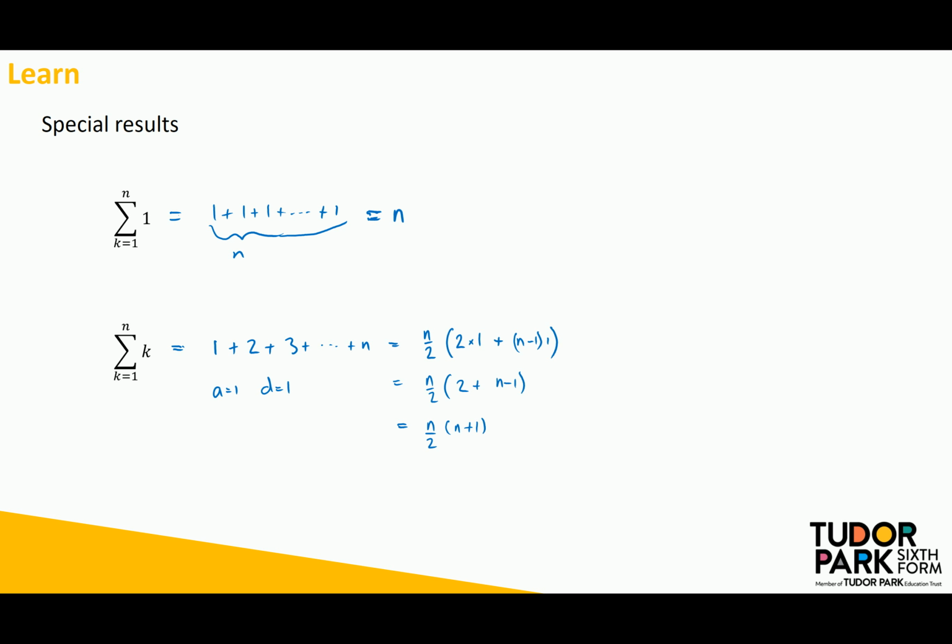Again, we could have got there much faster by remembering that the alternate version of this formula is the first term plus the last term. So it's n over 2, lots of the first term plus the last term, and that just gives us the sum of the natural numbers, which again is quite a nice result for us to use.